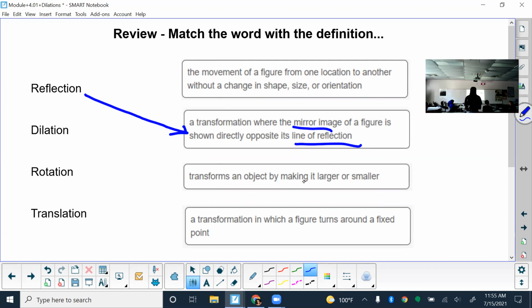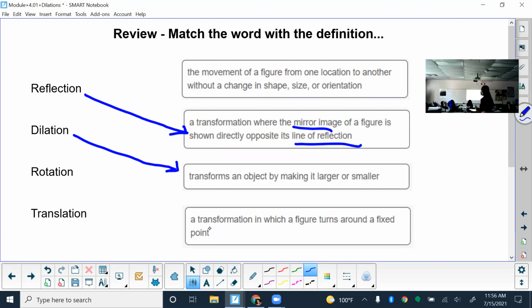Transforms an object by making it larger or smaller. All right, it has to be dilation. You probably remember it from last year, but even if we haven't officially covered it in here yet, these other ones do not make things larger or smaller. So by process of elimination, it has to be dilation.